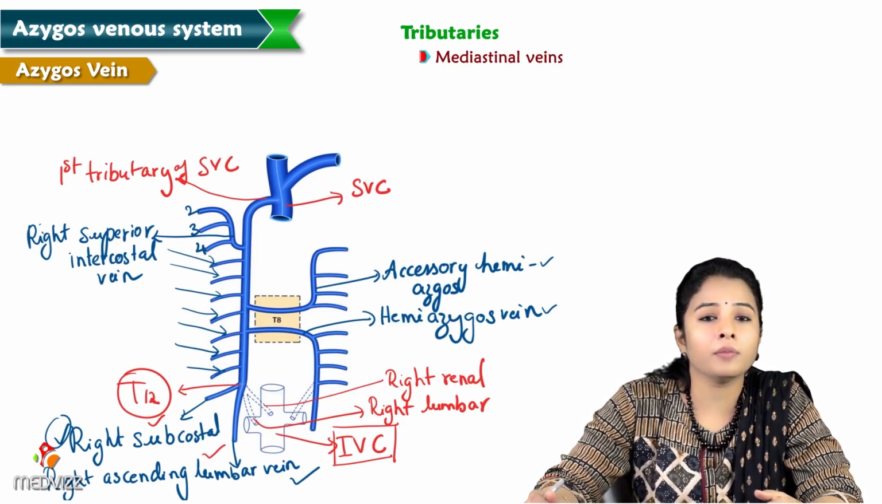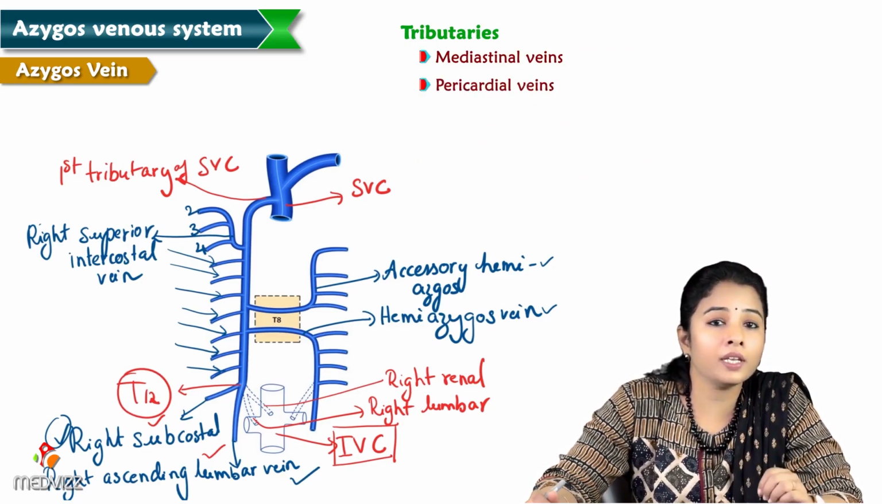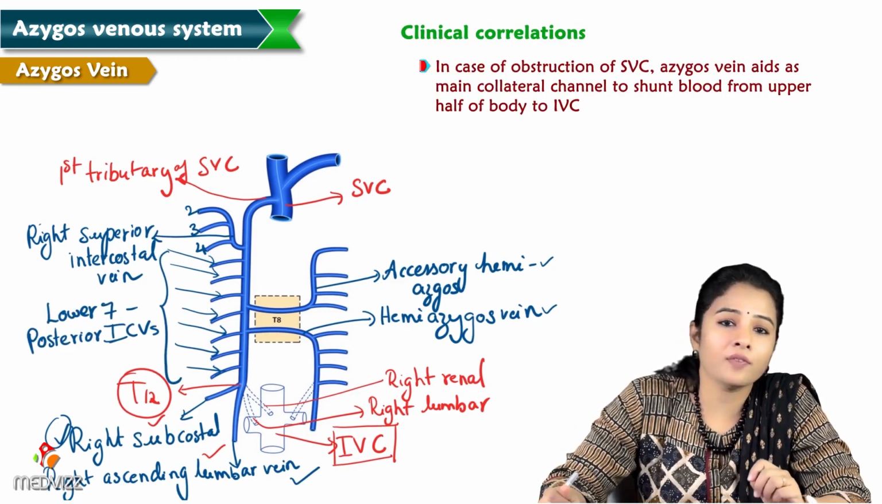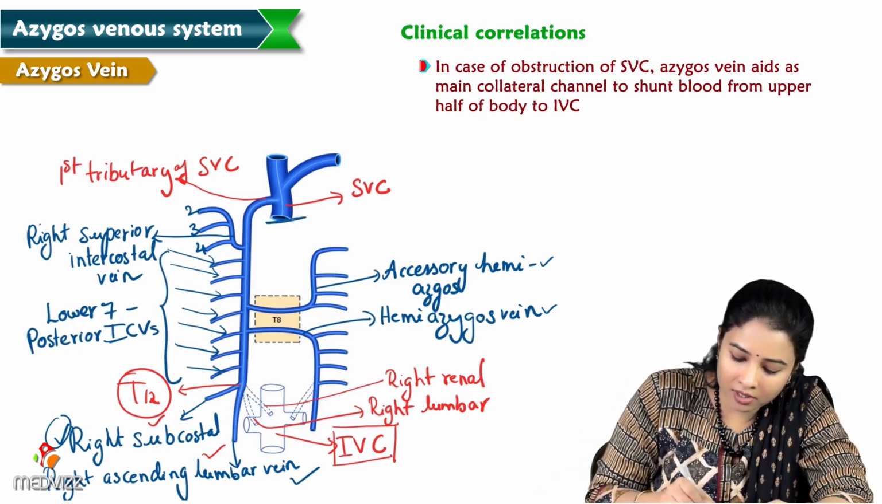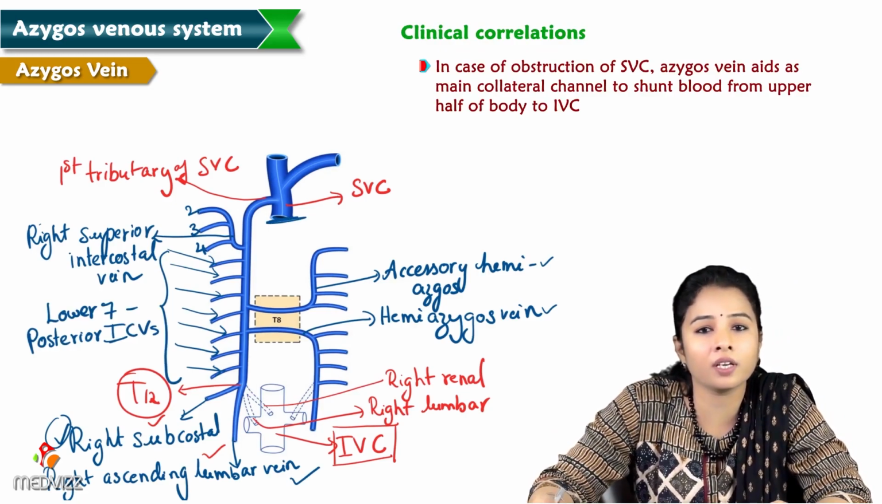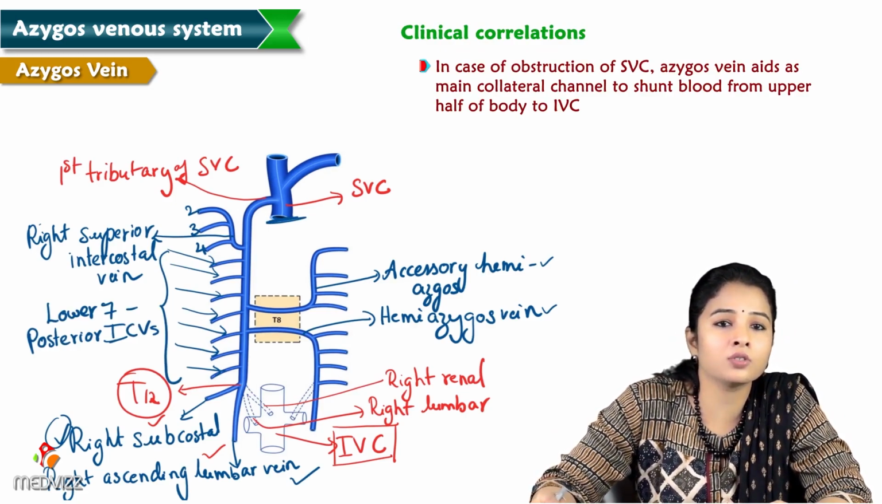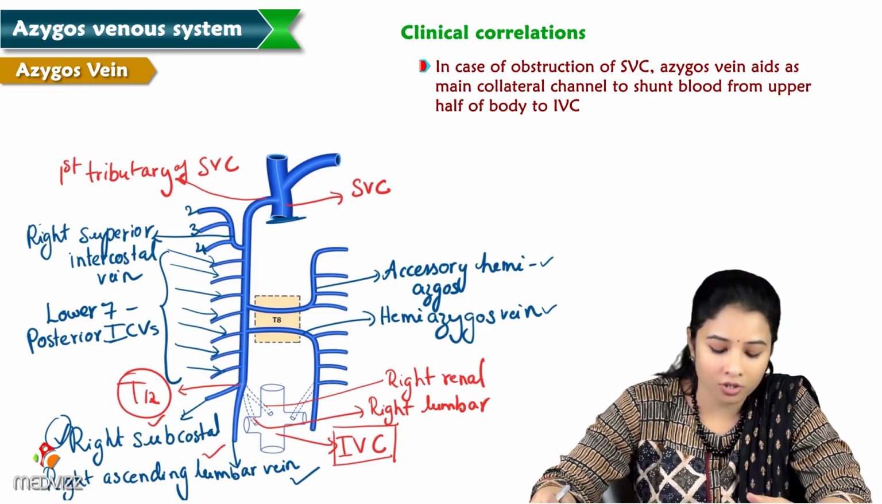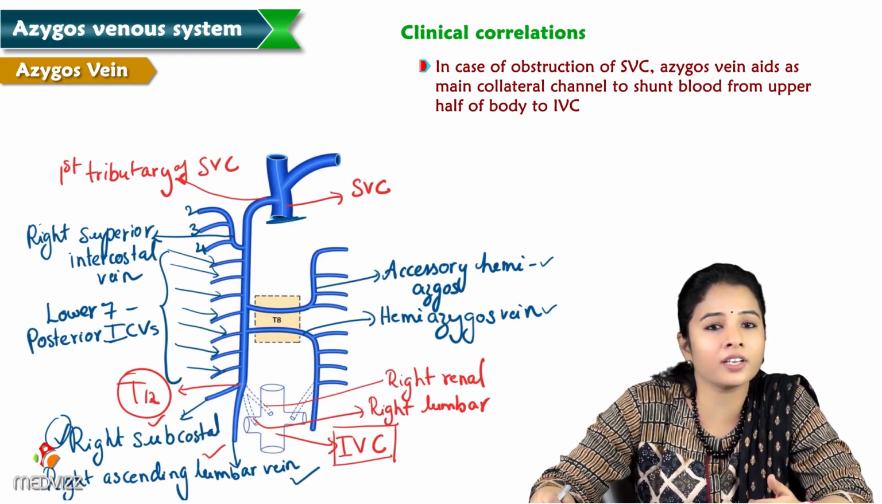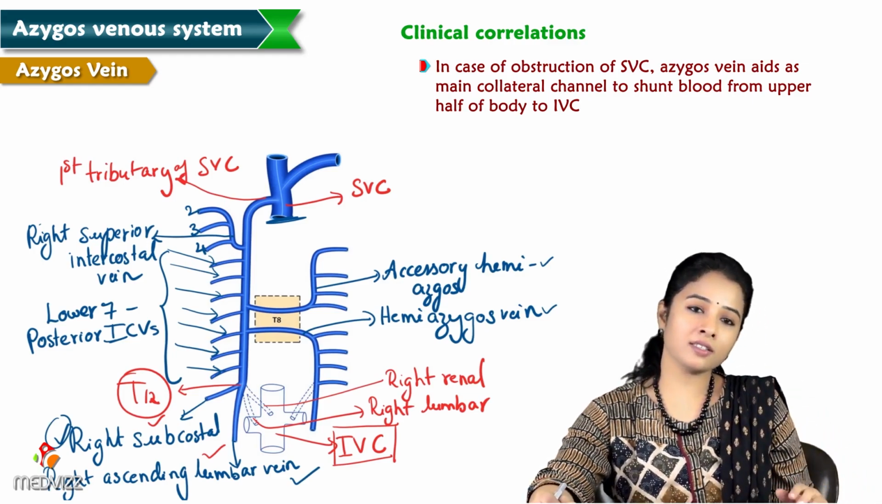Mediastinal veins and pericardial veins drain into the azygous vein. In case of an obstruction of the superior vena cava, the azygous vein aids in maintaining the collateral circulation. So it is a main collateral channel to shunt the blood from the upper half of the body to the inferior vena cava. So that is the major clinical aspect of the azygous vein.